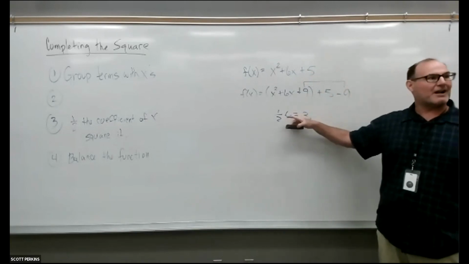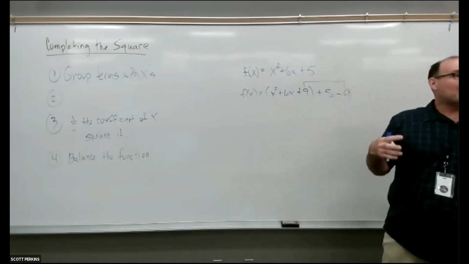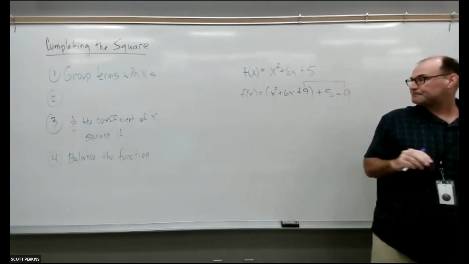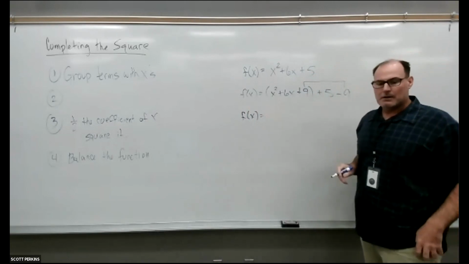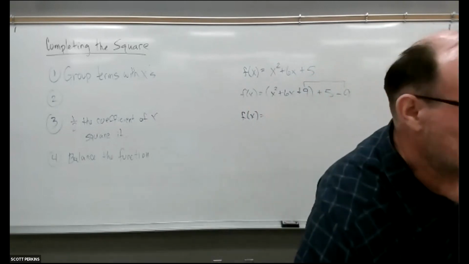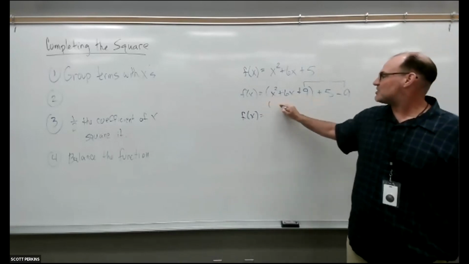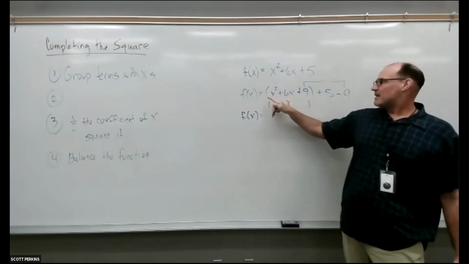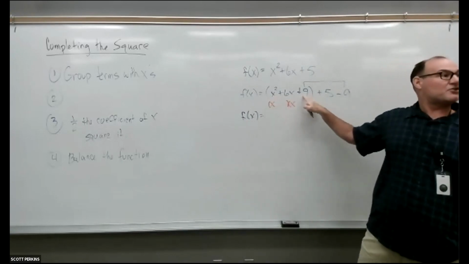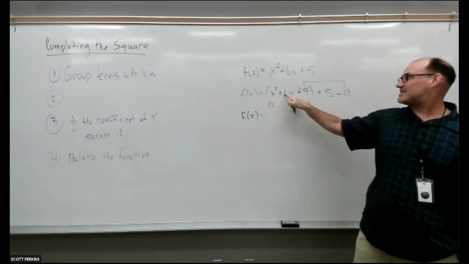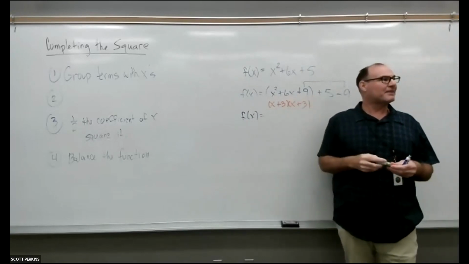I'm going to erase my scratch work right here. Now we're just going to make this look prettier. We're going to make it look like it's in vertex form. So f of x is equal to, let me grab a different color just because I can. x squared plus 6x plus 9. Just remembering your factoring days, the two factors of x squared are x and x. What are the two factors of 9 that add up to 6? Those would be plus 3 and plus 3.